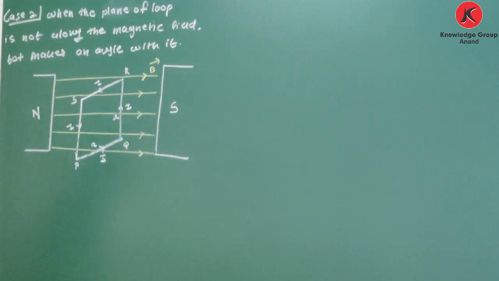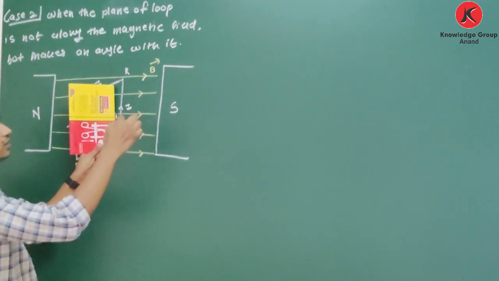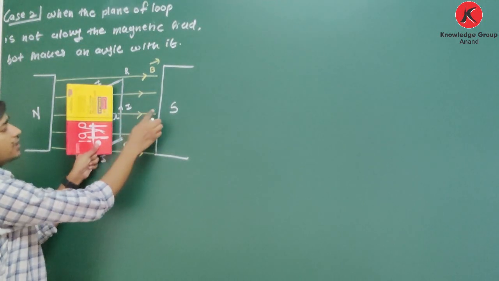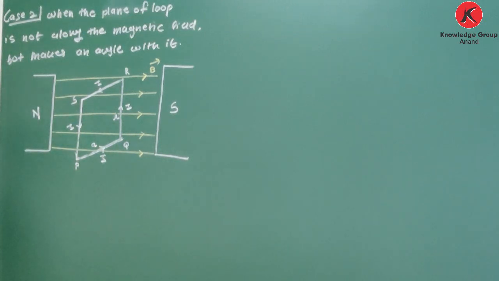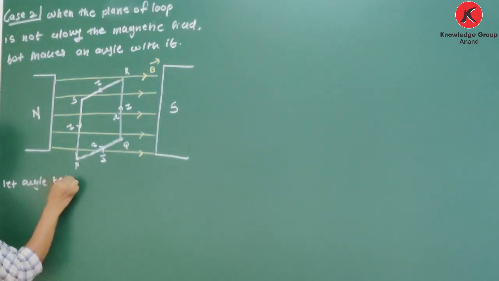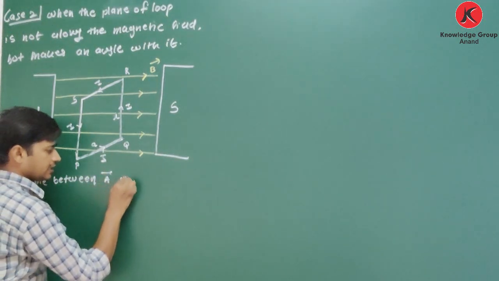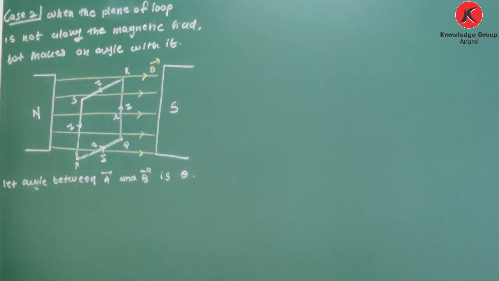Now see, as this plane is placed like this, its area vector is perpendicular in this direction. So now this area vector and the magnetic field are not perpendicular to each other, but have some angle. Clear about this? So I am assuming that the angle between the area vector A and the magnetic field B is theta.